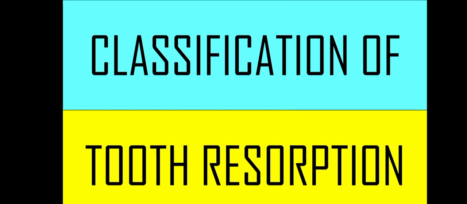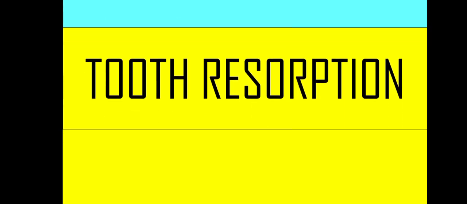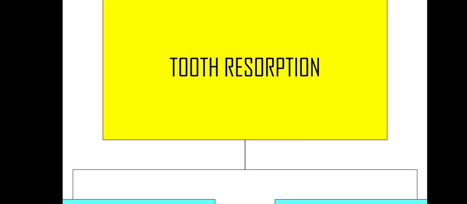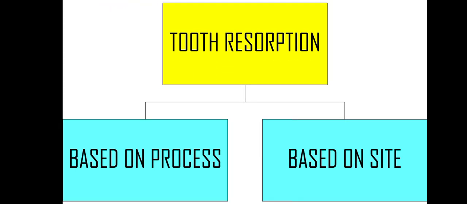Today we are going to talk about classification of tooth resorption. Tooth resorption is the process in which dentin or cementum is resorbed by osteoclasts. Tooth resorption can be classified on the basis of two bases. First base in which we can classify tooth resorption is based on the process of tooth resorption. Second base on which we can classify tooth resorption is based on the site.